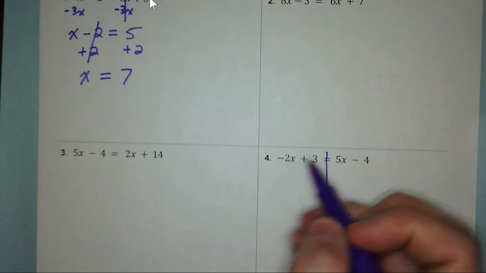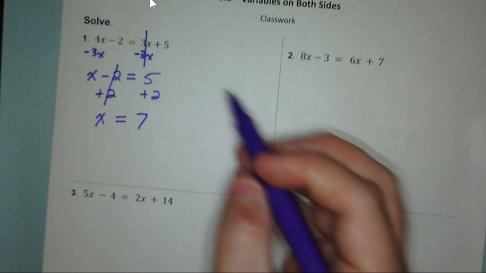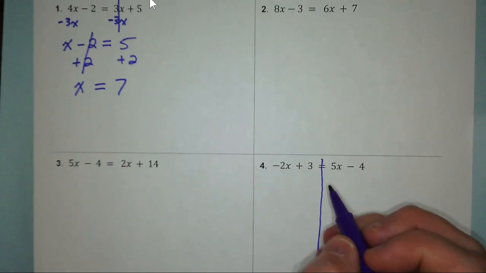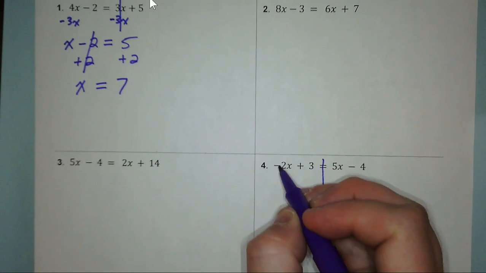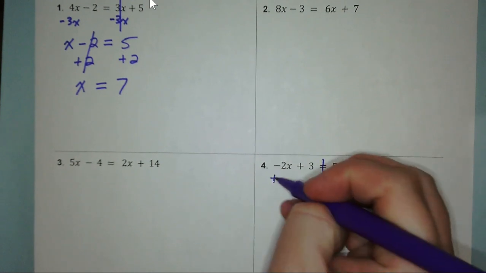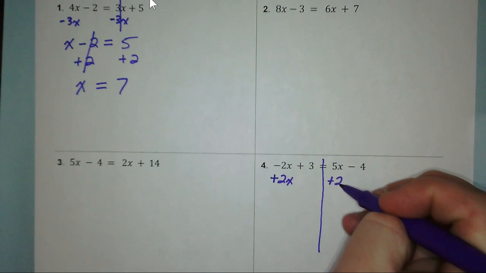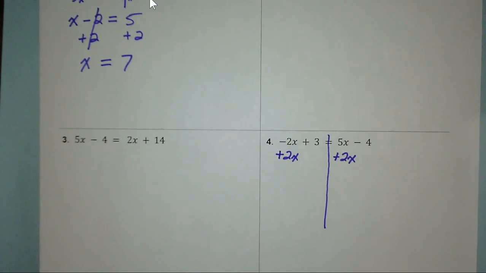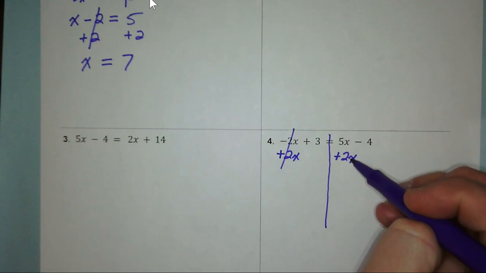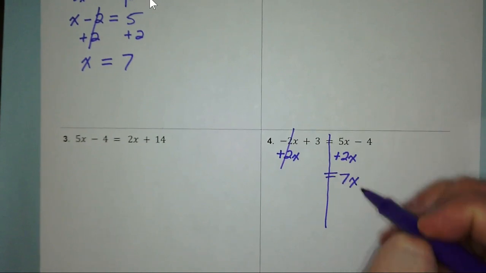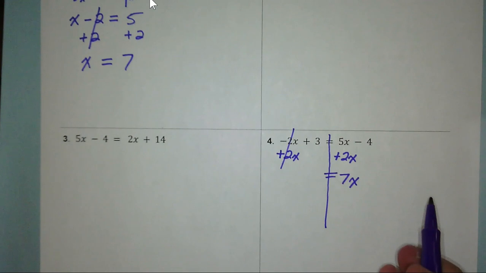Now, what I was saying earlier was most people like to always move the smaller one. So that would be the negative 2x. Negative 2x is smaller. So I think what a lot of teachers will say to do is that. And the reason that's a good thing is because when you do 5x plus 2x, it's going to be positive. You're not going to be dealing with any negatives. Likewise, compare that with this.